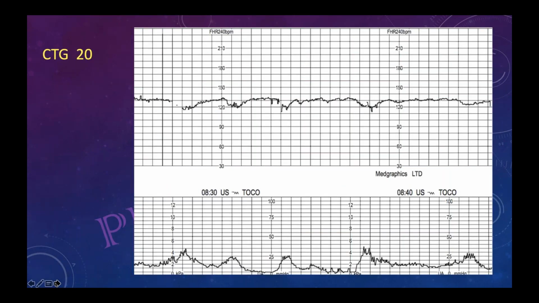Okay, who wants to do next? Ma'am, shall I? Yeah, do. It's a 10 minutes trace. 3 contractions in 10 minutes. Baseline is 130. Variability is less than 5 beats, ma'am. Very good. No accelerations. And there are no decelerations, ma'am. So it is one non-reassuring feature and it's a suspicious trace.